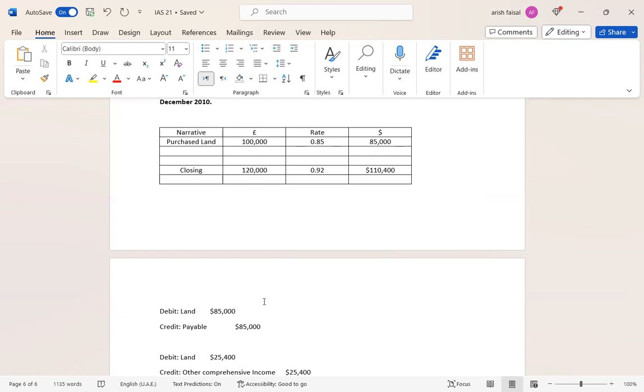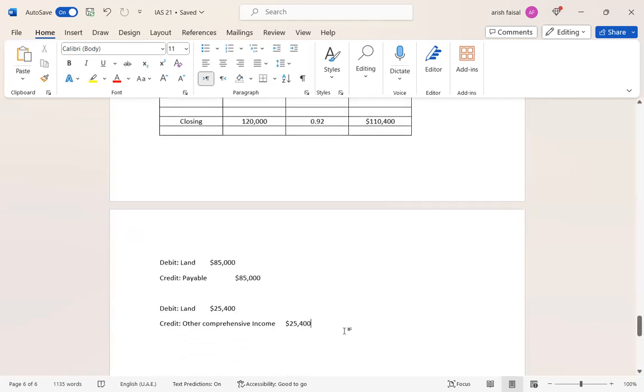So whatever the fair value is given to you in the exam question in the foreign currency, you retranslate it at the closing rate, and that will become your dollar value. That's where you compare whether it has been an increase or decrease, and treat it as per the IAS 16 rules. In this case, it's 110,400. So the value of the property has increased by 25,400, and that has to be recorded in the OCI and not in the income statement.